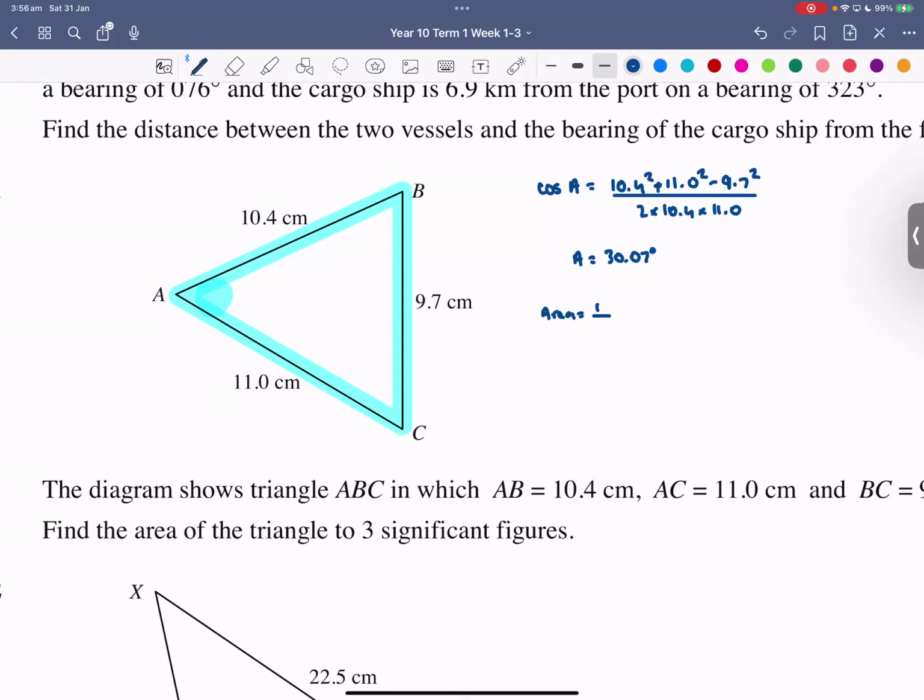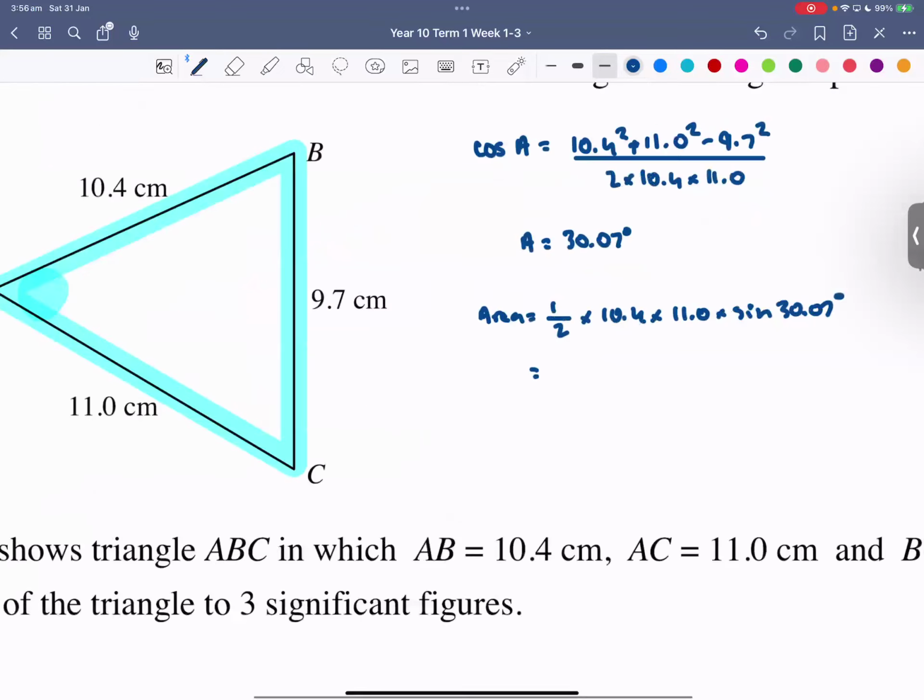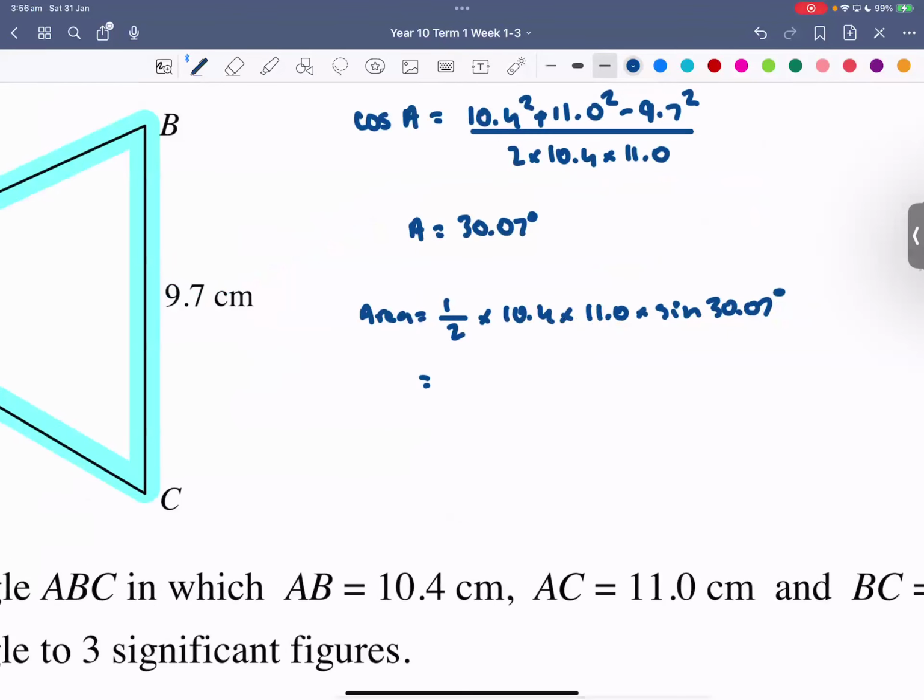Area equals half times, what's the rule? Times the two sides next to it, so 10.4 and 11.0, times sine of the angle in between. But I won't be writing sine 30.07, I'll be writing sine Ans. There is an Ans button on your calculator. Ans copies the answer exactly from the previous line so that it doesn't carry through an error. If you have a ClassPad, you can write Ans or drag it down onto the next line.